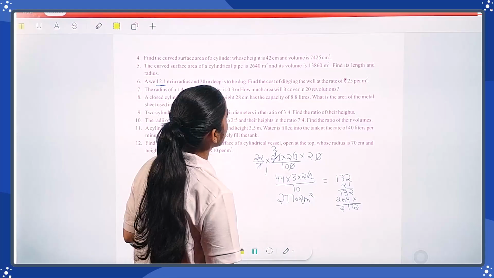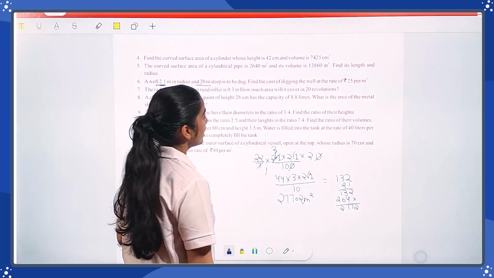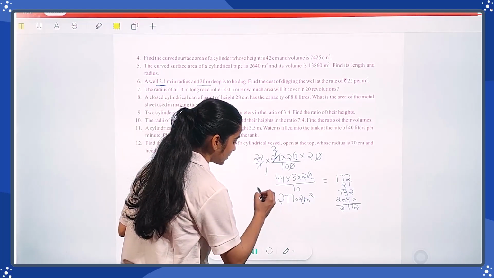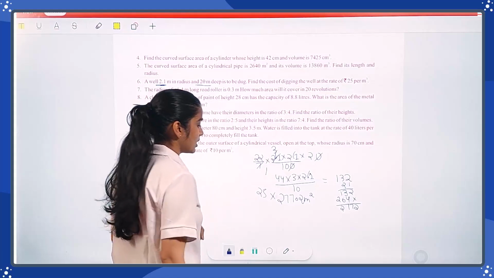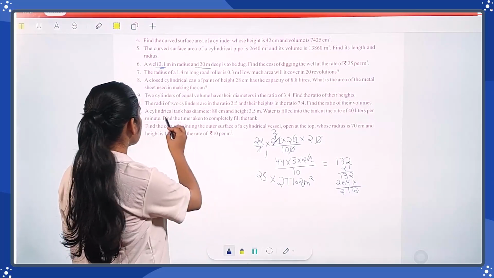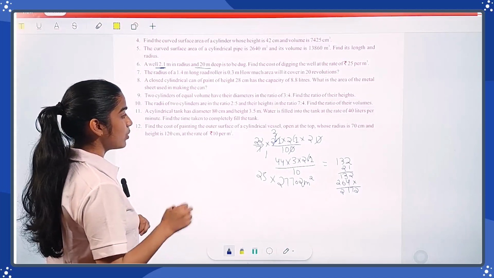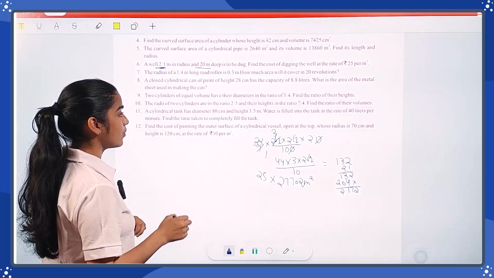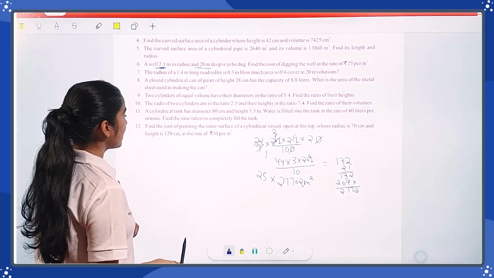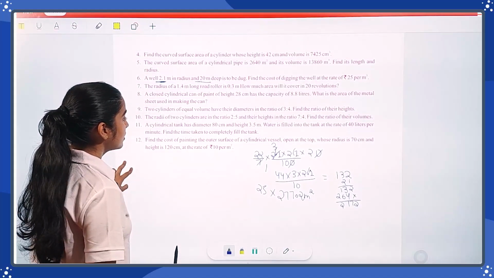And to find the cost of the well at the rate, you have to multiply further by 25, and you will get your answer. Okay, next: a cylinder tank has diameter 80 centimeter and height 3.5 meter. Water is filled into the tank at the rate of 40 liters per minute. Find the time taken to completely fill the tank.